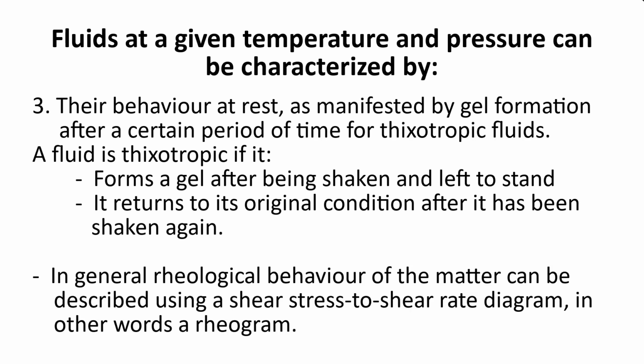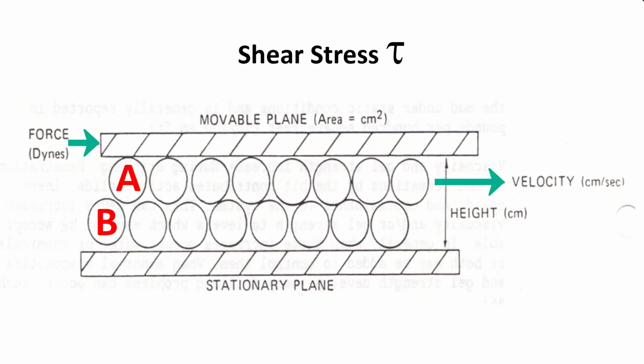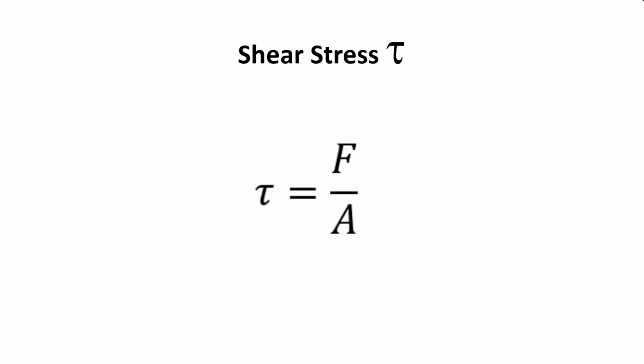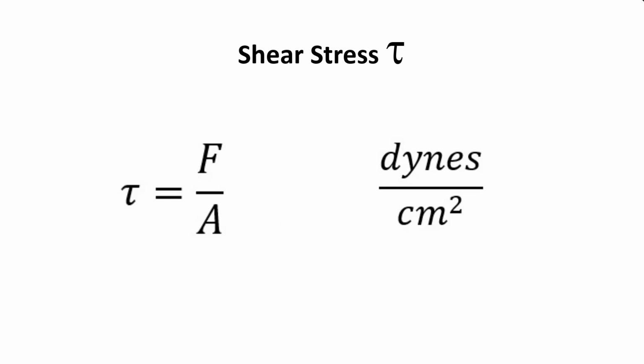In general, rheological behavior of matter can be described using a shear stress to shear rate diagram. In other words, a rheogram. When fluids are flowing, there exists a force that opposes the flow. This force is called shear stress, and it is represented by a lowercase tau. Shear stress is a measure of frictional drag that occurs between fluid layers A and B. It is expressed as force per unit area, in other words, dynes per centimeter squared.